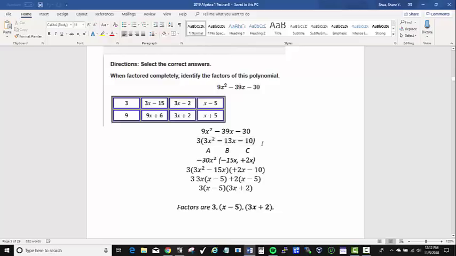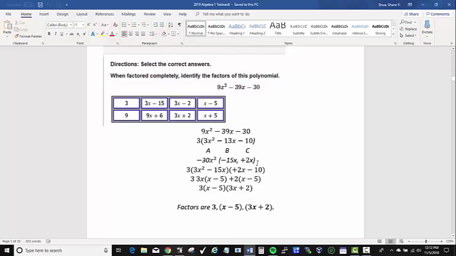Then, using the AC method of factoring, multiplying the A times the C, I get negative 30x squared. So I look for factors of 30 which can give me 13 as my middle term. And negative 15 and positive 2 would be those numbers.